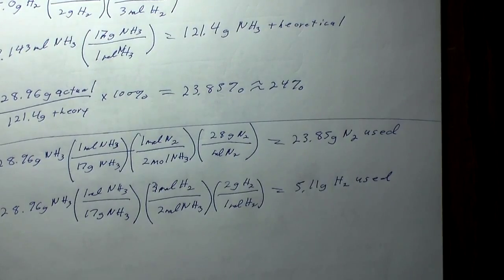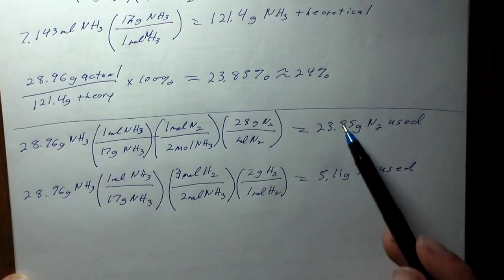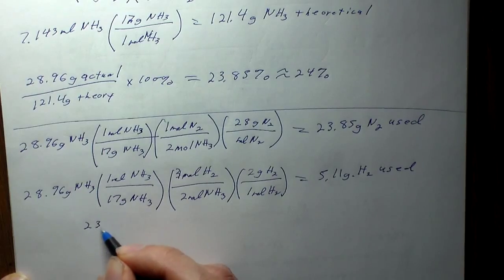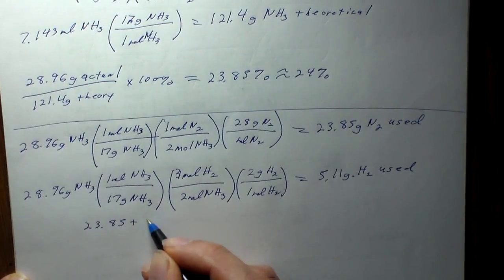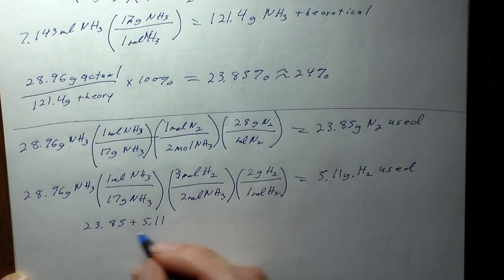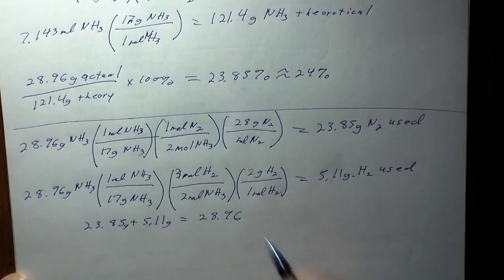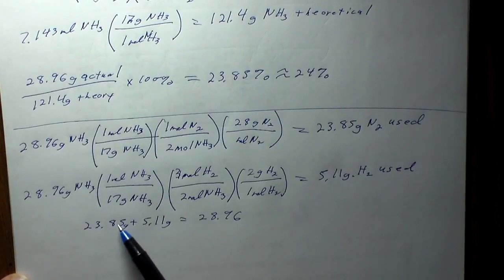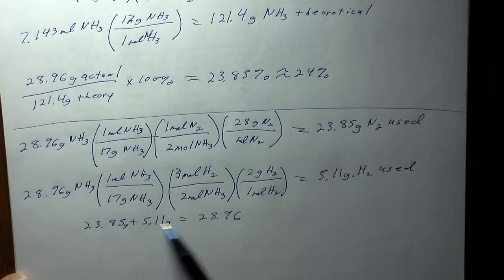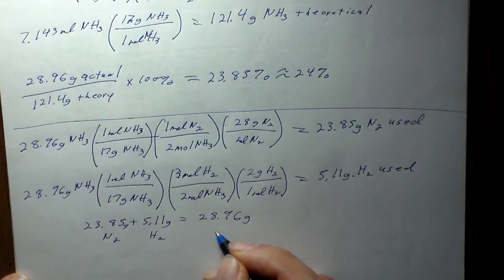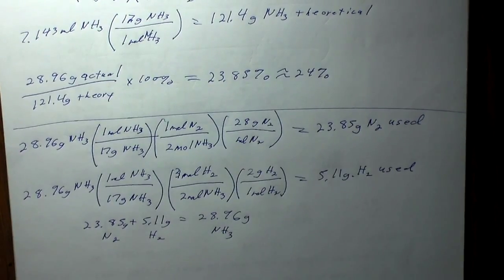And as a little double check, just to make sure you did all your math right, if I add here my nitrogen and my hydrogen, that should equal the mass of the ammonia. So here 23.85 plus 5.11, and these are of course grams, is equal to 28.96. Right? 1 plus 5, that's 6. 8 plus 1 is 9. 23 plus 5, that's 28. Okay. So here, that's my nitrogen plus my hydrogen is my NH3. So mass is conserved, so you did your calculation right up there.